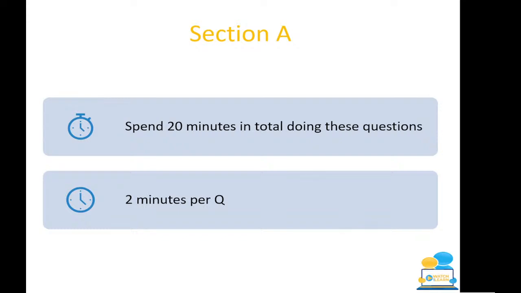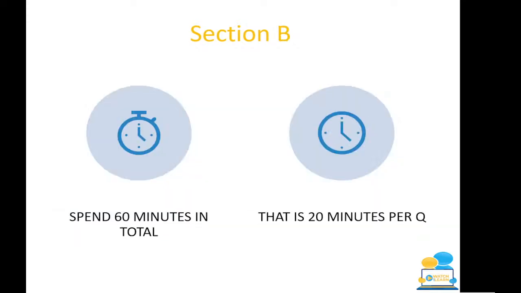So with Section A, I would recommend spending 20 minutes in total doing these questions. So that amounts to approximately 2 minutes per question. With Section B, I would suggest spending about 60 minutes in total for the whole of Section B. So because there's 3 questions, that gives you approximately 20 minutes per question.